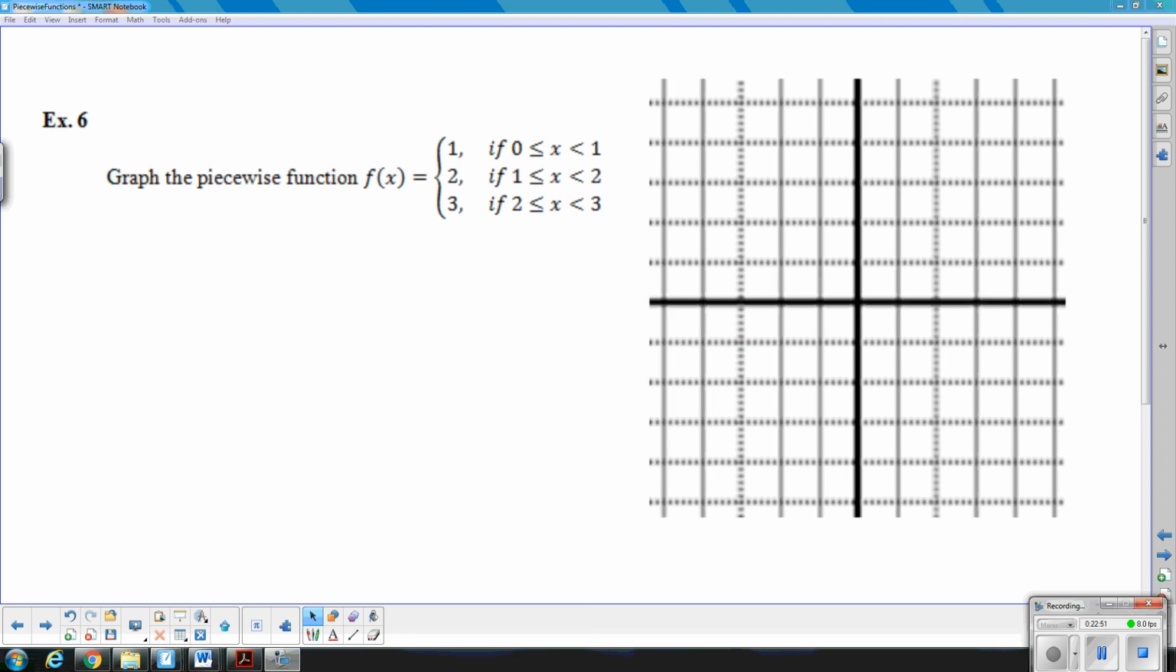So this last one, please try on your own. This is another step function, piecewise function. So try this on your own and pause the video while you work and unpause for the solution.